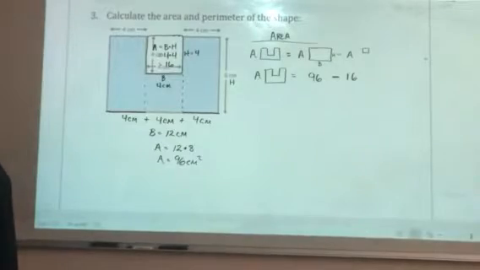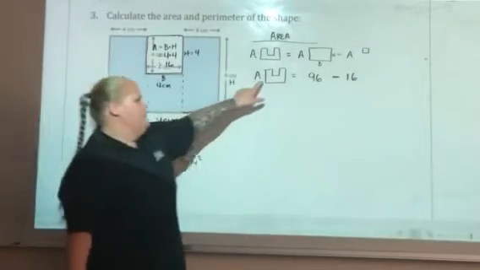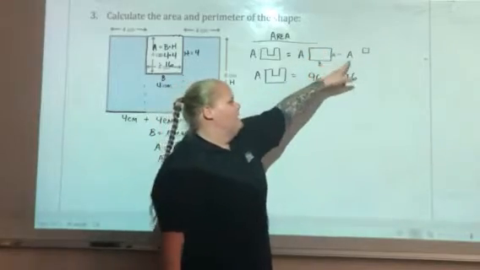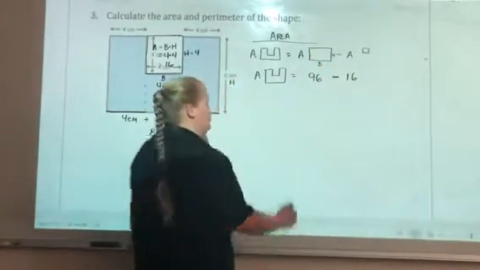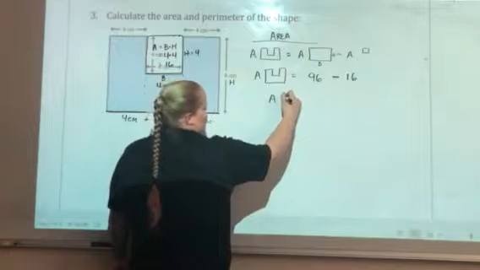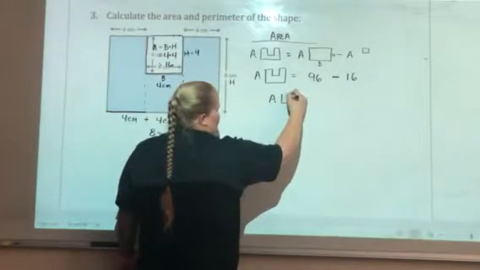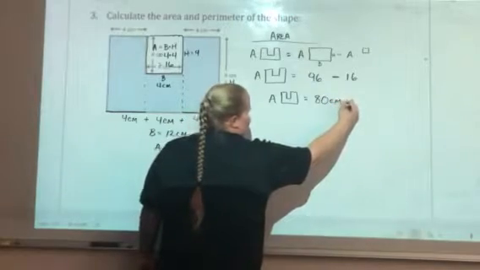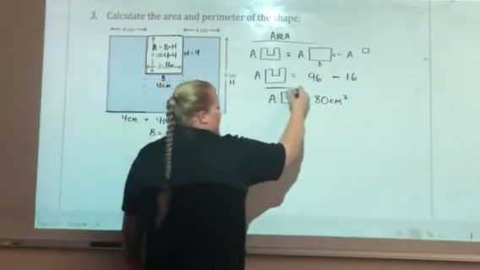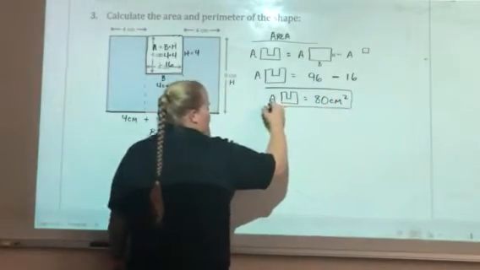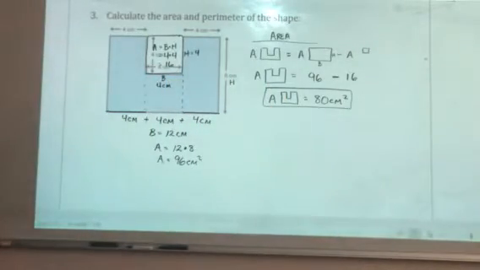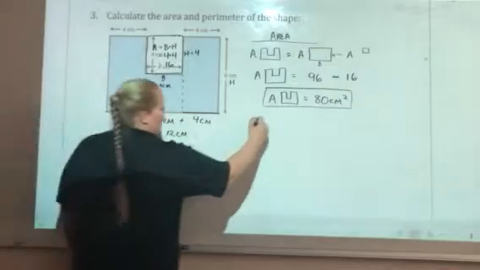Okay, so the area of the U shape is going to be the area of the entire rectangle minus that little inside piece, and that's going to be 96 minus 16, which is 80 centimeters squared. Okay. Next, we're going to talk about perimeter.